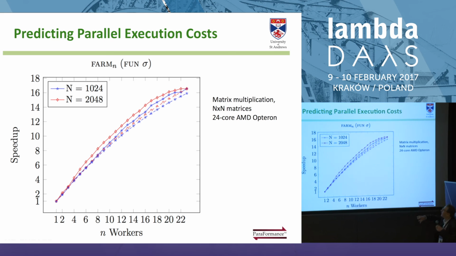What we've got here is we've tried some examples. This is a simple matrix multiplication running on a 24-core AMD Opteron machine from our colleagues in Italy. The solid red line is the actual performance. The dashed red line is the predicted performance in terms of speedup on these cores. So you'll see that we're getting something like a 17 times speedup on 22 cores, and we're predicting something very, very similar. And we've tried this for a number of examples. It's not just one flash in the pan.